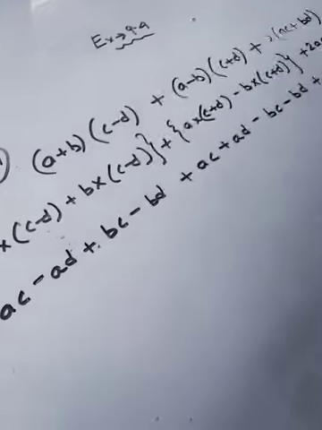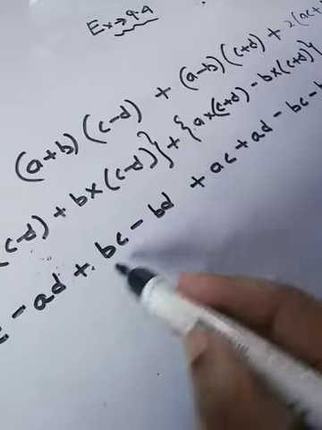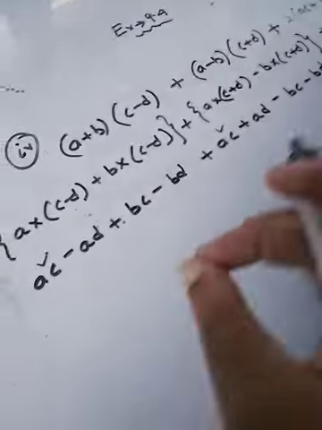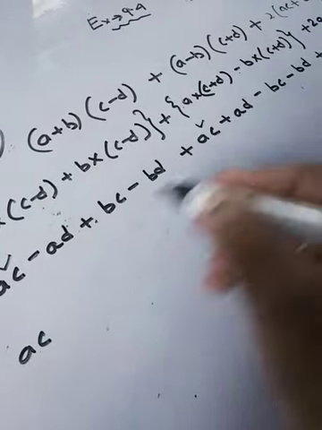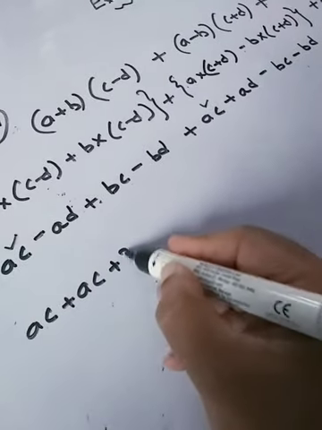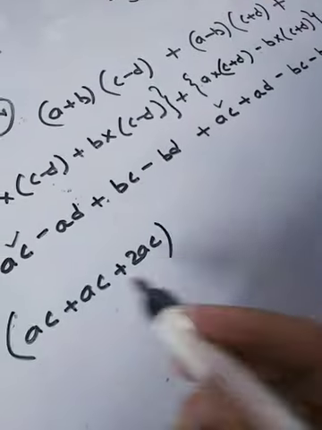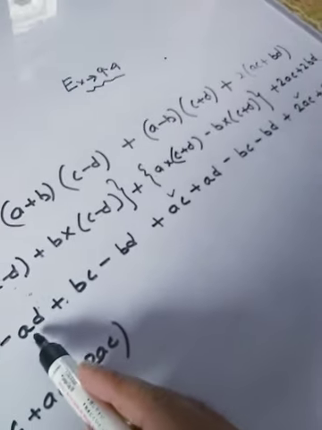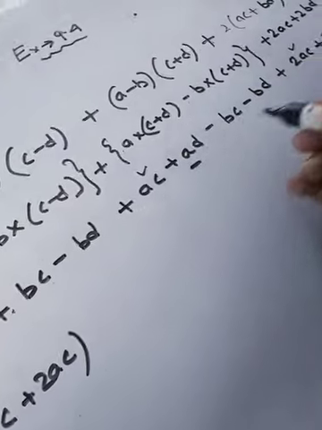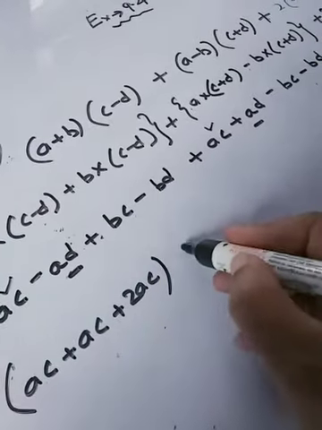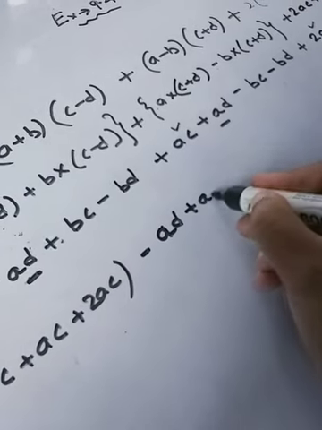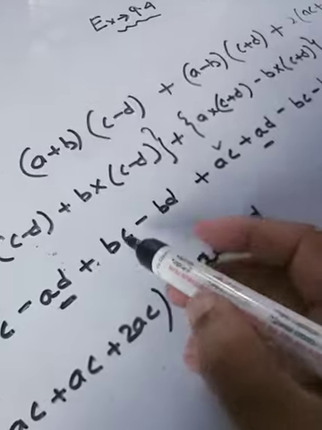Now we'll see is there any like terms or not. AC and AC. So we'll bring all like terms together. So AC plus AC, and what is here? 2AC. Okay, so this is one like term. Now again we'll see AD. AD is there. AD, yes, AD. This is one AD here. Any other AD? No. So we'll write this minus AD plus AD. Done.